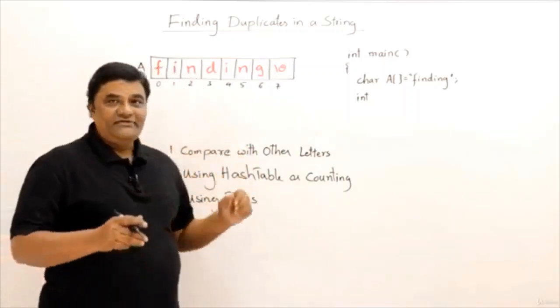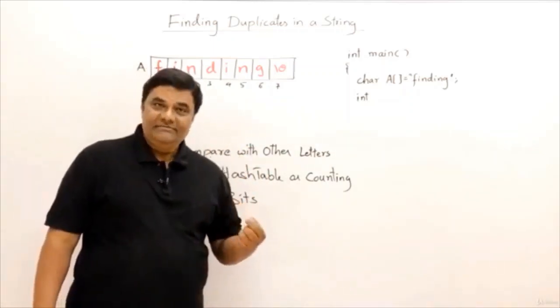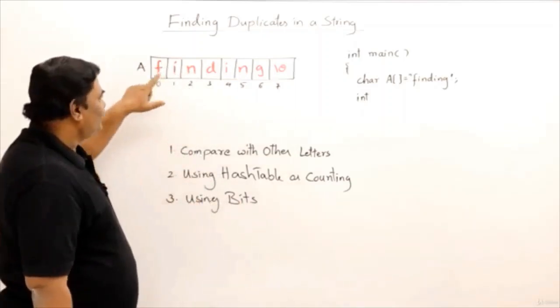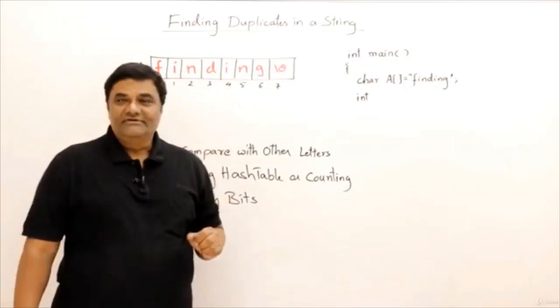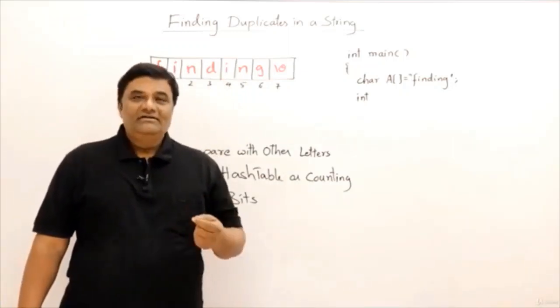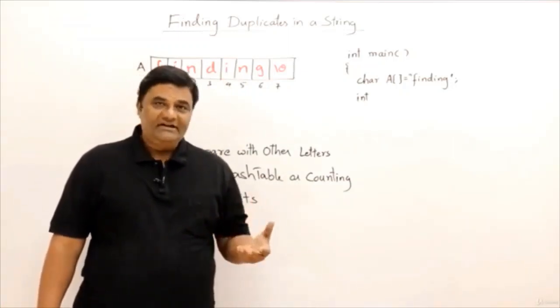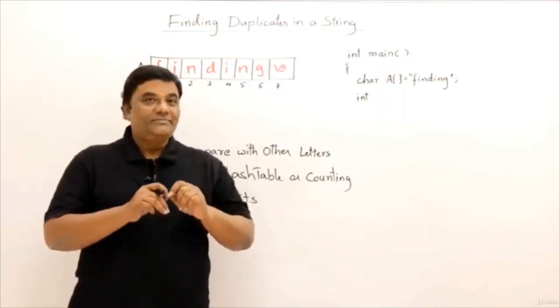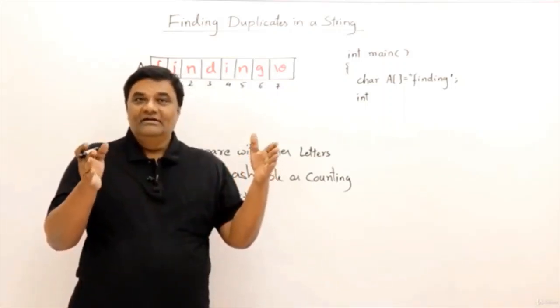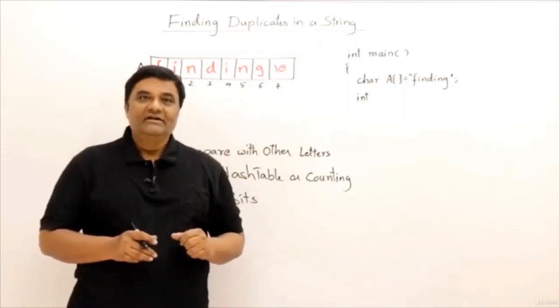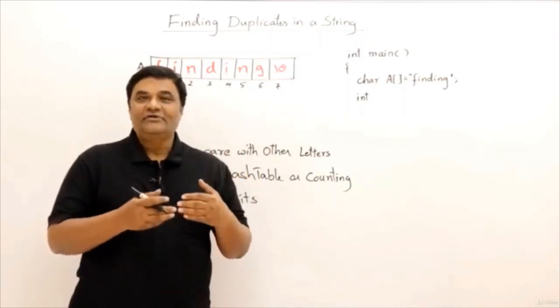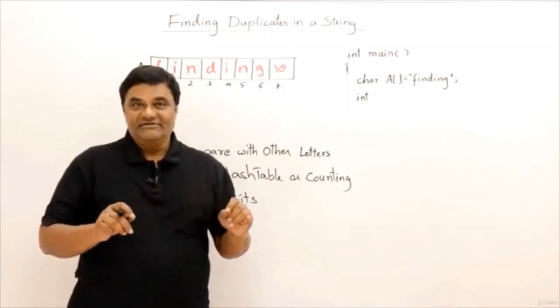Now the topic is finding duplicates in a string. Here is a string. We have to find out whether there are any duplicate alphabets in the string. For example, in the given string, I is repeating more than one time, N is repeating more than one time. So we have to find out whether there are any alphabets which are repeating more than one time. This is the same as finding duplicate elements in an array of integers, which we have already seen in the topic arrays. It is the same thing for a string, that is, alphabets we have to check.